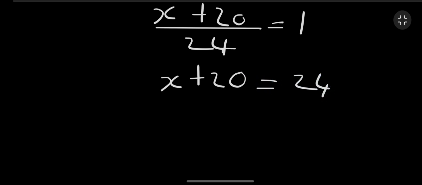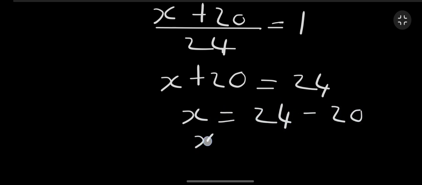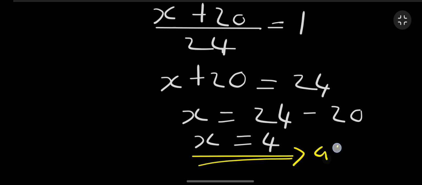And remember, we want to make x the subject of the formula, so we're going to take this plus 20 here, so it's going to be x is equal to 24 minus 20. 24 minus 20, that's a 4. So in that question, x is equal to 4, which is going to be our final answer.